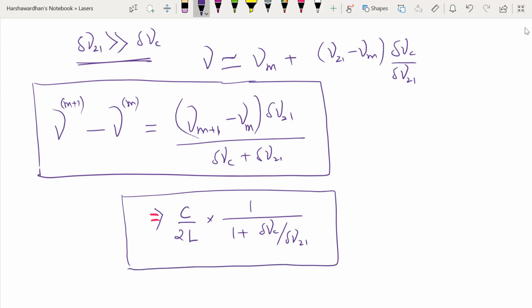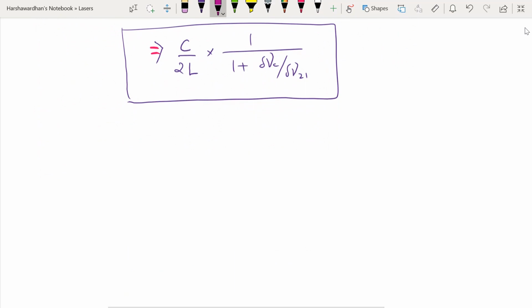So this is the effect of frequency pulling, and clearly the frequency pulling effect is larger as delta nu c becomes larger and larger. So let us see what is delta nu c. As I promised, I will justify what is the cavity bandwidth, and let us look at that cavity bandwidth. And why did we call that combination of terms the cavity bandwidth?